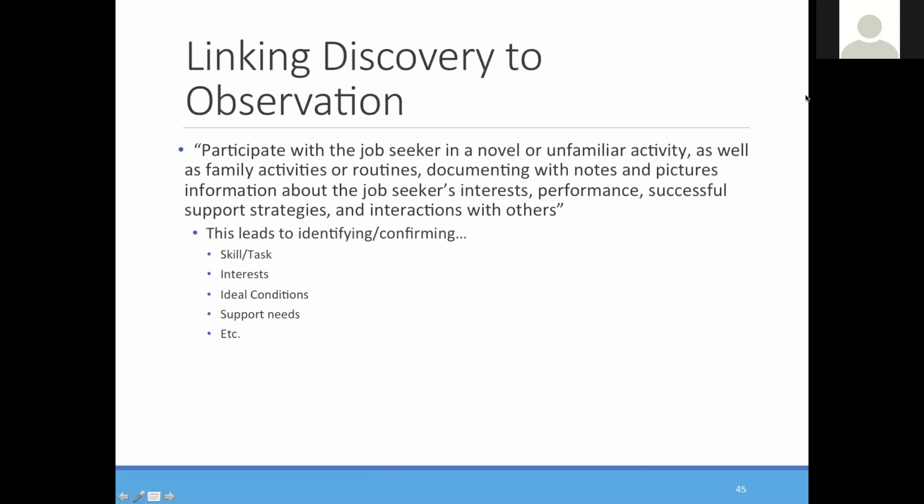So when we link discovery to observation, we want to participate with a job seeker in a novel or unfamiliar activity, as well as family activities or routines that are familiar. And we want to document with notes and pictures, and all of this information then gets built into your positive personal profile for rehab. So we want to know about the person's interests, their performance, successful support strategies.